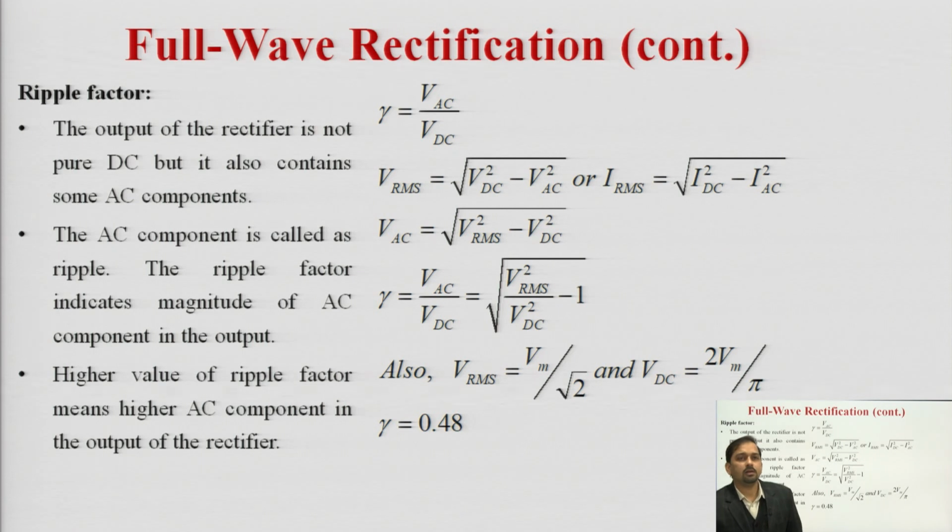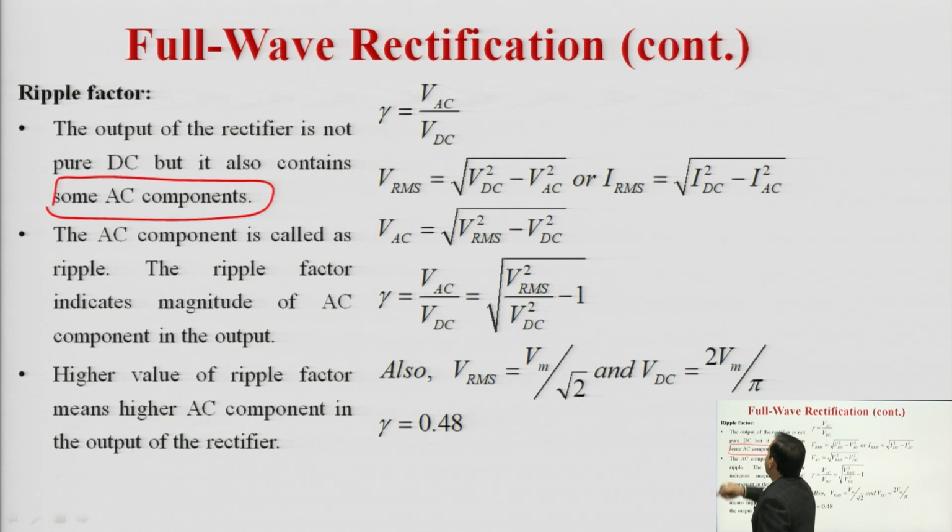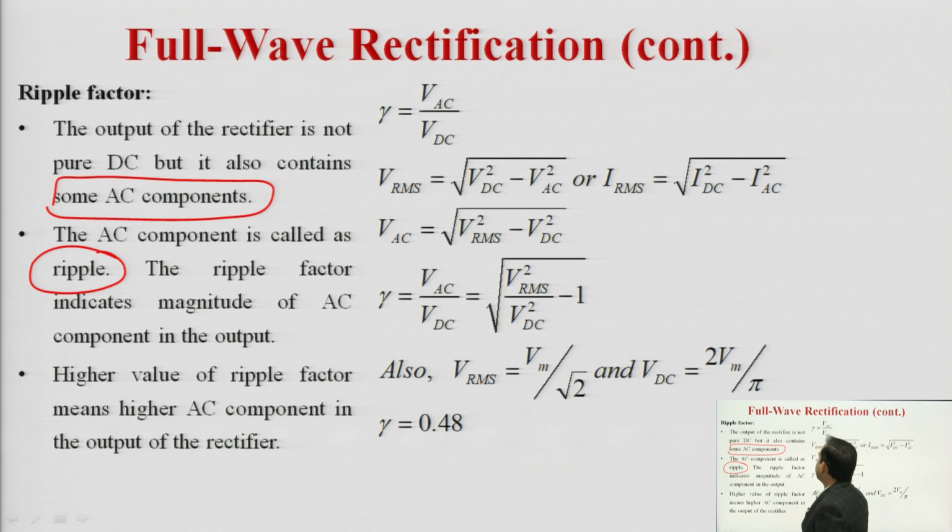Now the ripple factor. Basically the output of the rectifier is not pure DC. We have already seen that the rectifier converts the alternating voltage AC into pulsating DC. So due to this pulsating DC, there is some AC component present in the output waveform, and this AC component is called the ripples. The ripple factor indicates the magnitude of the AC component in the output waveform. So a higher value of ripple factor means a higher AC component in the output of the rectifier.